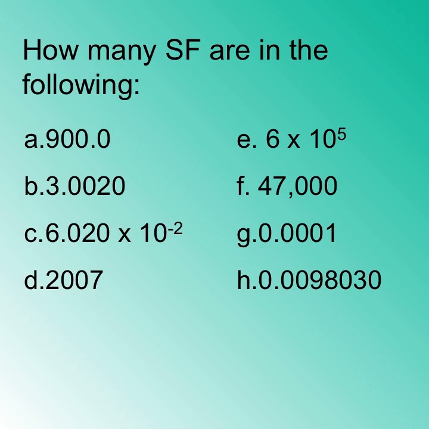D, 2007. There are 4 significant figures. E, 6 times 10 to the fifth. There's 1 significant figure. F, 47,000. There are 2 significant figures. G, 0.0001. There is 1 significant figure. And H, 0.0098030. There are 5 significant figures.